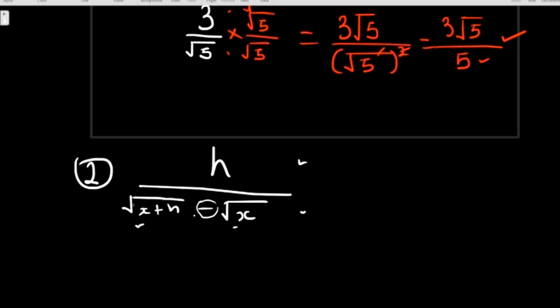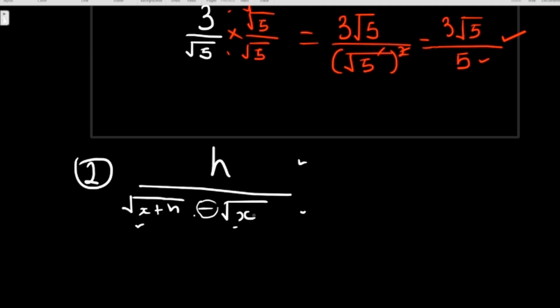Please, a lot of students make this mistake of changing the signs inside the square root. Don't change this one here to a minus. Don't even do that. It is not right to change this one here to a minus. Only, let's suppose we have x plus h again inside the second square root.